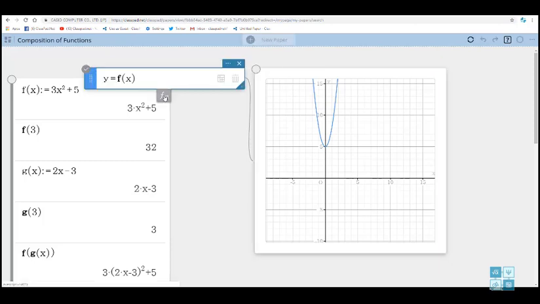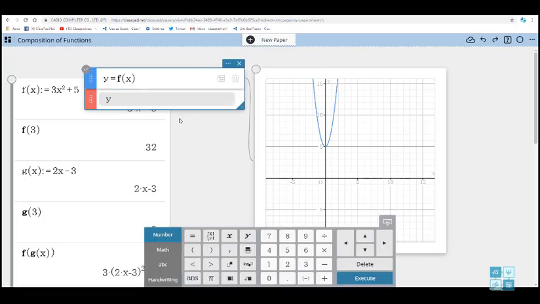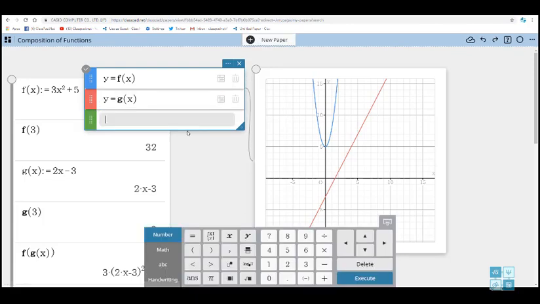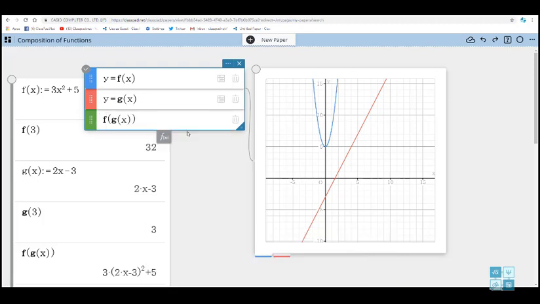And now let's graph what g of x looks like. Right, so there's the linear function. So now what do the compositions look like? So let's do f of g of x first.